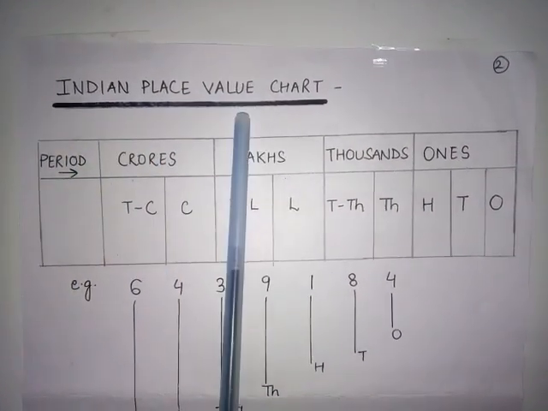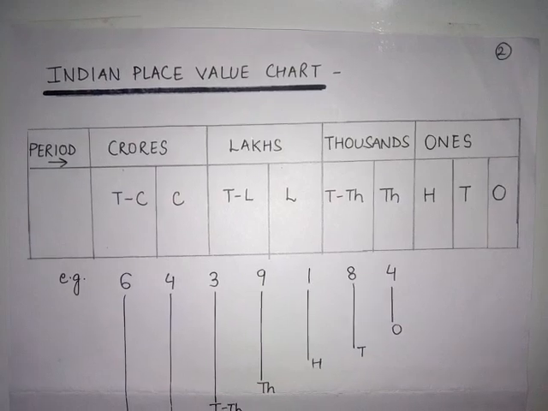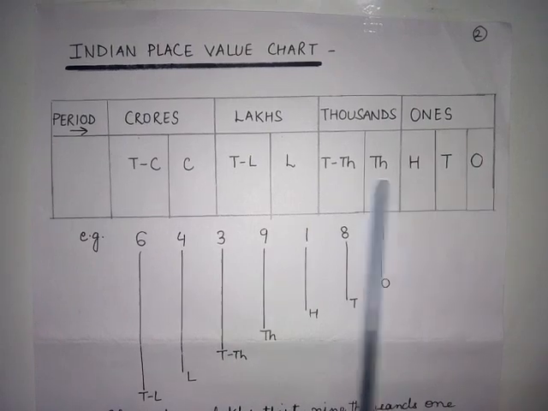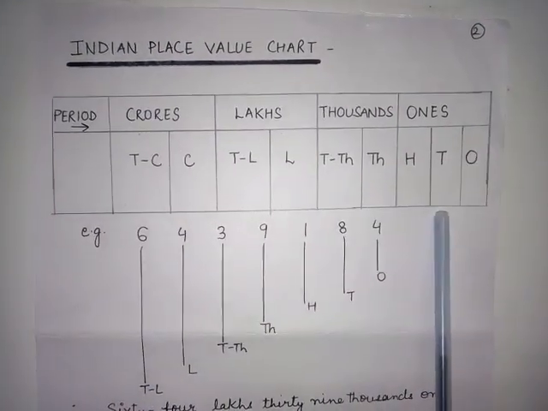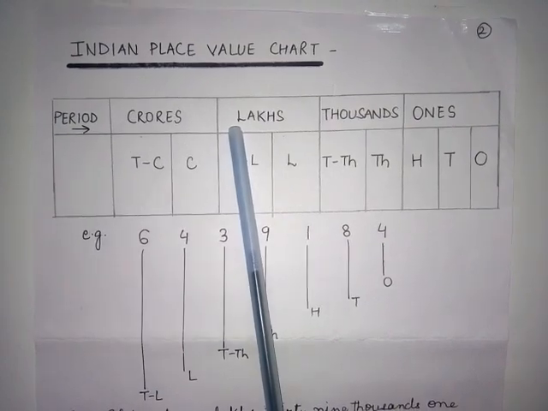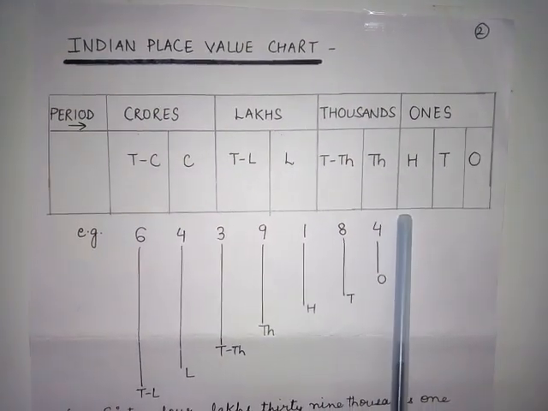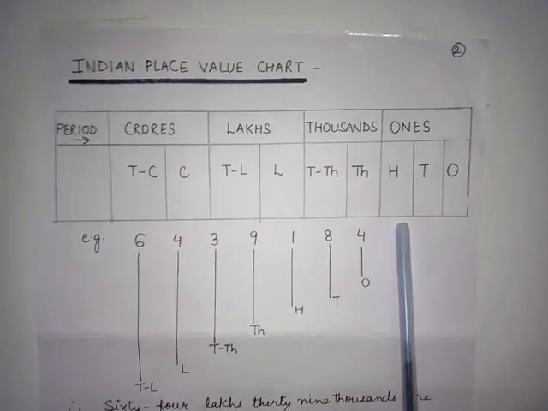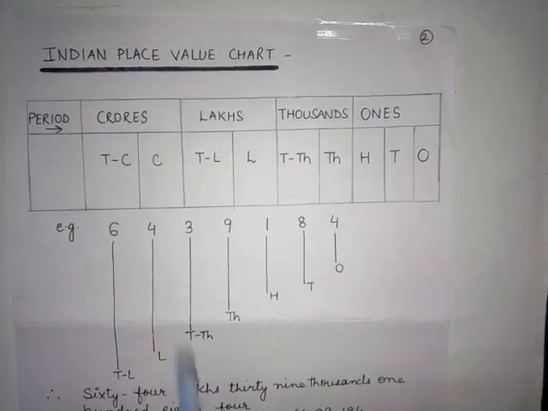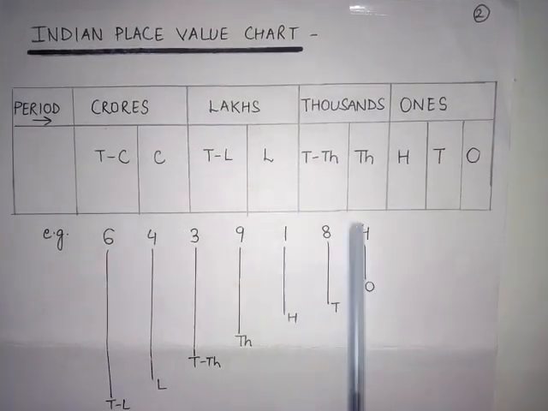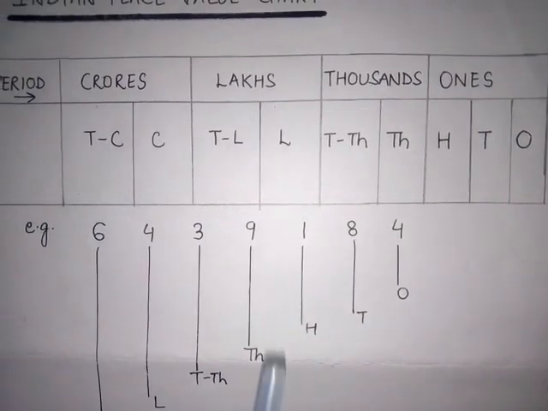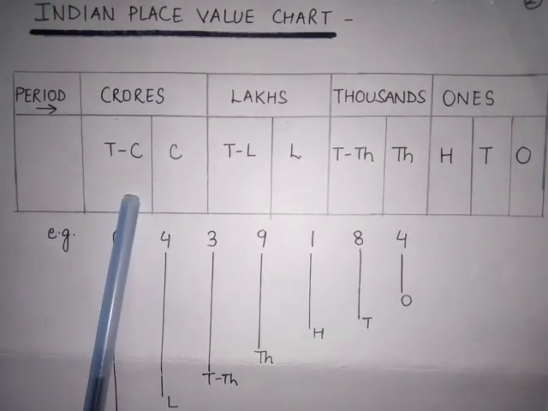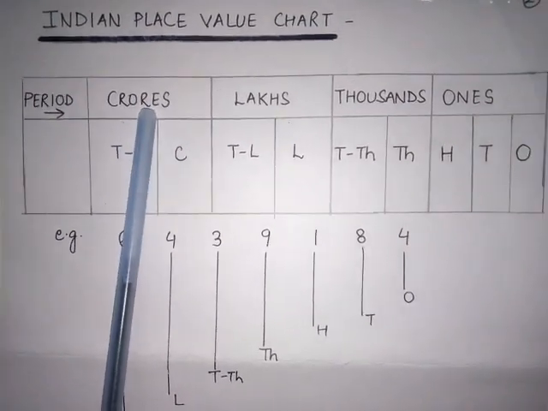Now Indian place value chart. Look at the Indian place value chart shown here. As you can see, there are a total of 9 places which are placed into 4 groups, 4 periods, namely ones, thousands, lakhs, crores. The first 3 places are placed in ones. The next 2 places are placed in the thousands period. Next 2 places are placed in the lakhs period. And the next 2 are placed in the crores period.